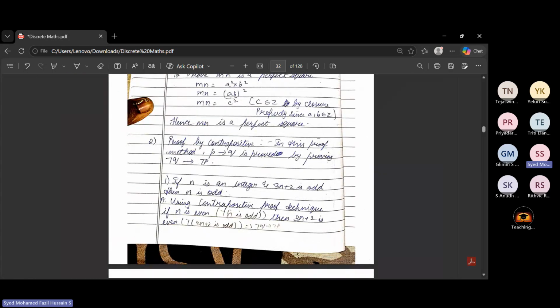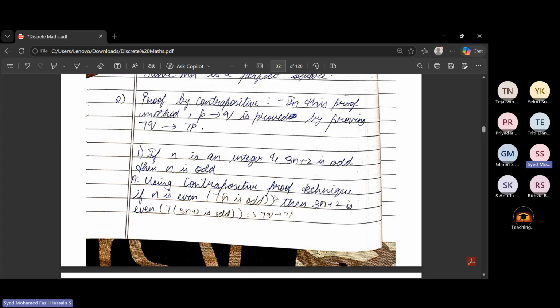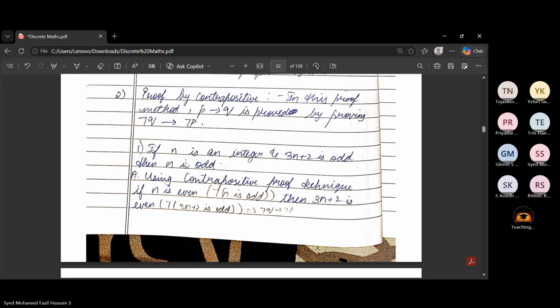Then prove by contrapositive. We just have to change the position of P and Q and then negate them. It is the contrapositive, as I have said earlier. So here we do the same thing, but we have to change the places and then negate those. If n is an integer and 3n plus 2 is odd, then n is odd.